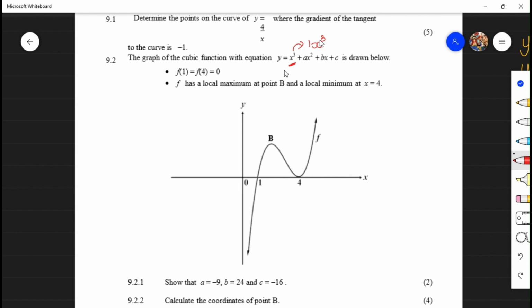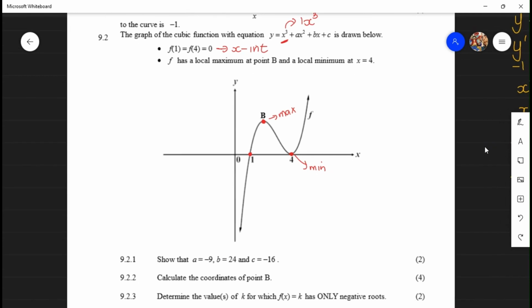Because our y value is 0, that means those two coordinates are x-intercepts. As you can see here, we've got one x-intercept over here and one x-intercept over here. However, what's important about the second x-intercept is that it is also a stationary point. So the coordinate (4, 0) is an x-intercept and a stationary point, more specifically a minimum stationary point. F has a local maximum at B, so our point B is a maximum stationary point, and a local minimum at x equals 4. So we've now identified our stationary points and our x-intercepts. Keep in mind that the coordinate of B is unknown.